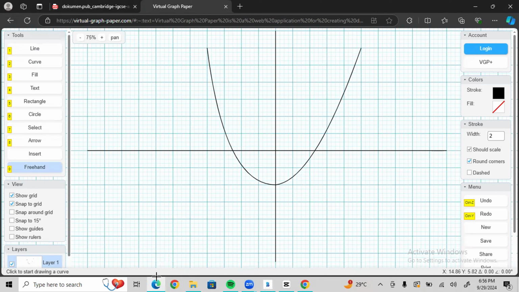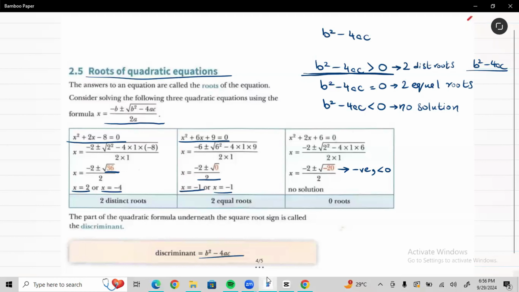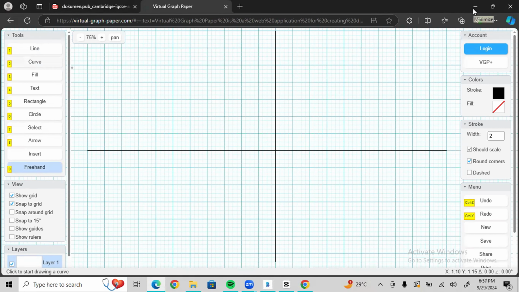Okay, and then for the second option, b squared minus 4ac is equal to 0, we are going to get two equal roots. How are we going to get it? For example, a graph, and when we say that b squared minus 4ac is equal to 0, what we mean is this.